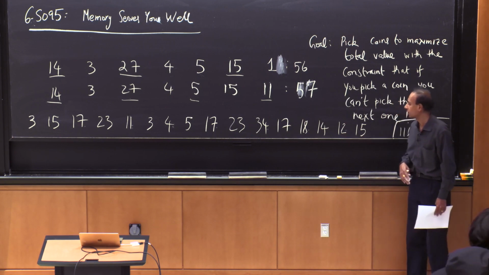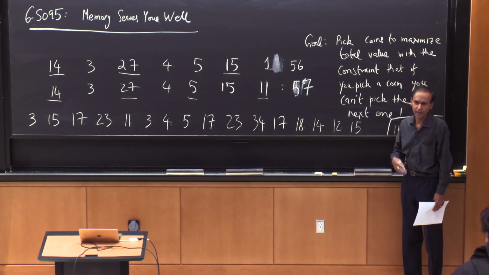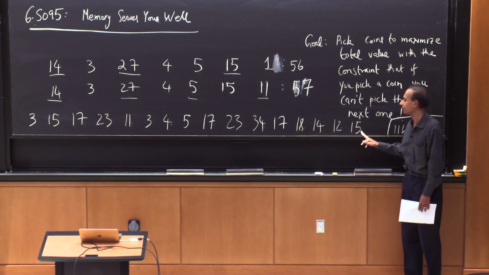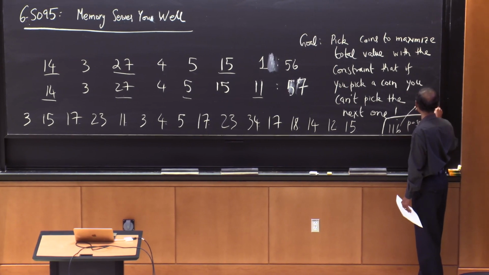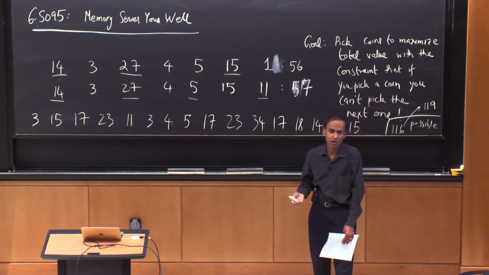Can you do a little bit better? My last pick was 12, and because of that, you know what happened. So can I do a little bit better than 116? Yeah, by dropping 12 and grabbing 15, and I get a plus 3. You might think that 119 is the optimum, but it turns out that's not even the optimum.